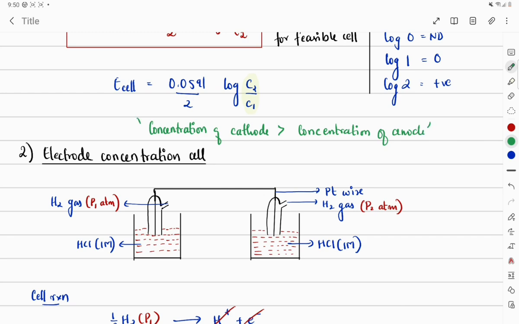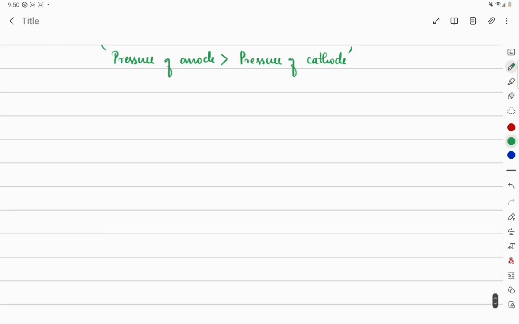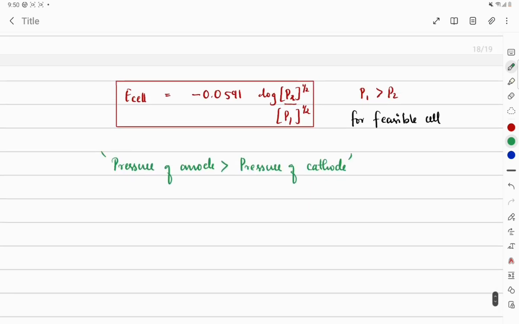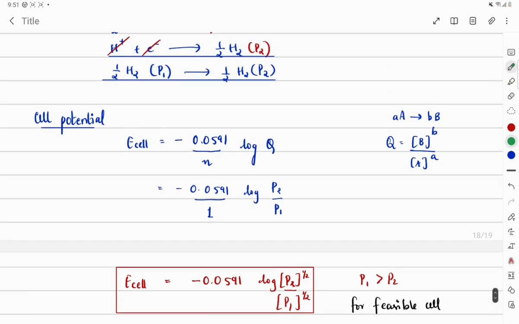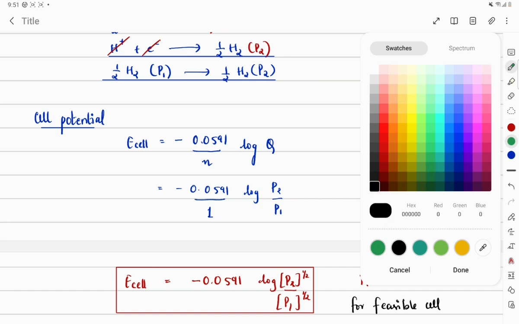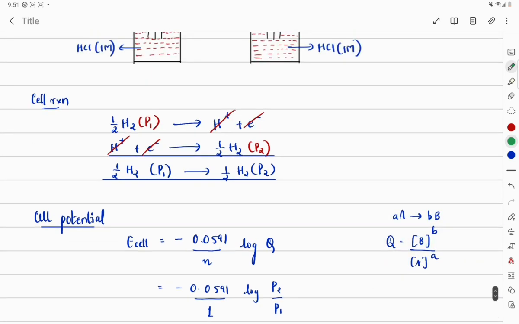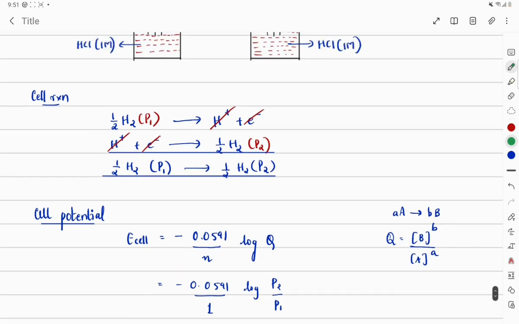Okay. Remember, they are just the opposite in both cases. Here cathode should be greater, here anode should be greater. Okay. Now we can just write for the 2 electron case of the hydrogen electrode again. So it's all the same, but let's simply change the cell reactions. This was case 1.